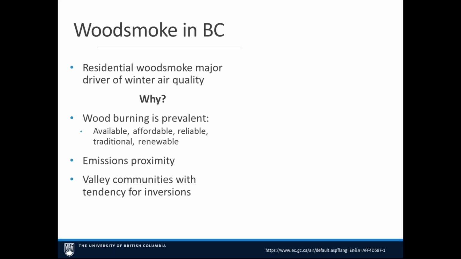Secondly, there's also the proximity of emissions. Typically when you think of a pollution stereotype, you think of a large point source, for example, a big smokestack spewing out emissions. But instead of one large smokestack here, we have many small chimneys directly within the communities where people live. And also due to the geography of the province, many communities are located within valleys, and these have a tendency for inversions to form during the winter and trap smoke.